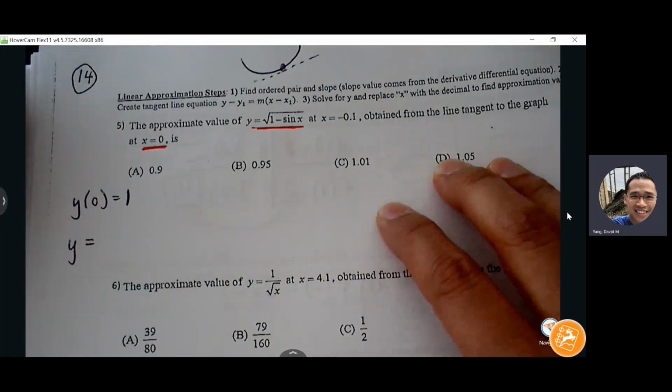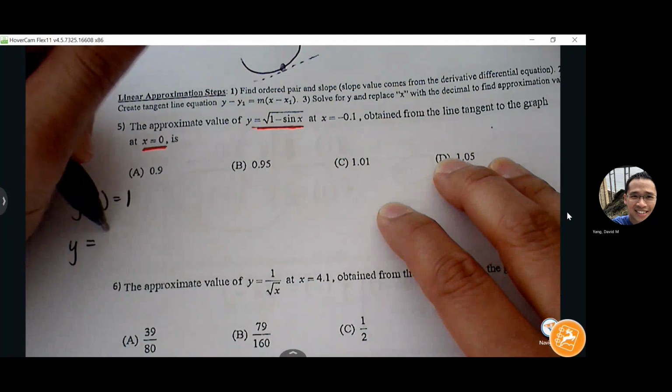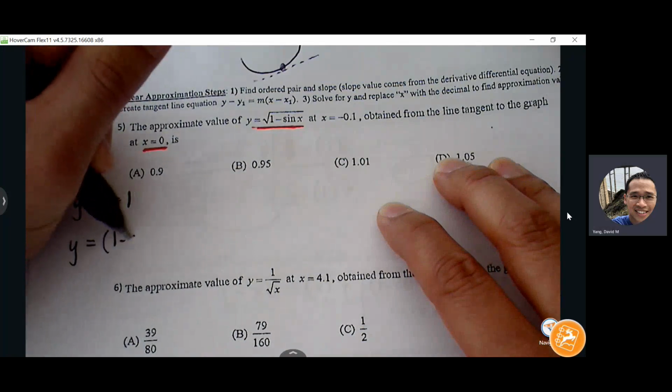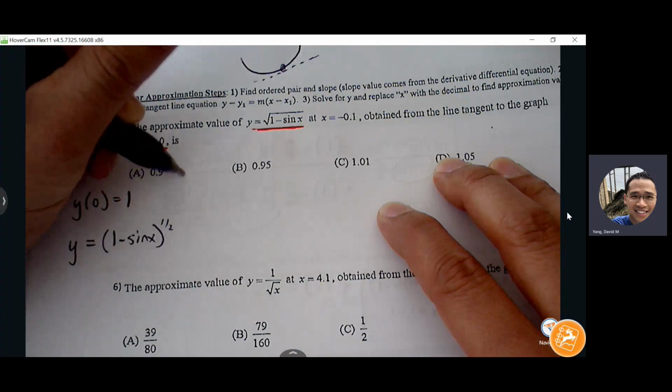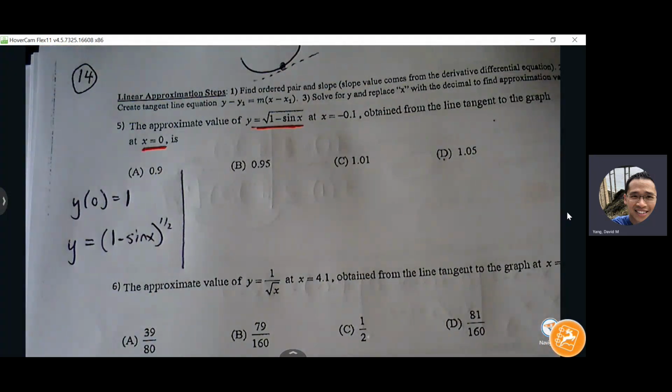What concept do we have to involve here? Chain rule, right? So 1 minus sine x raised to the 1/2. Obviously, we have to involve sine's derivative, but there's a function within a function here, right? So let's build our derivative here.